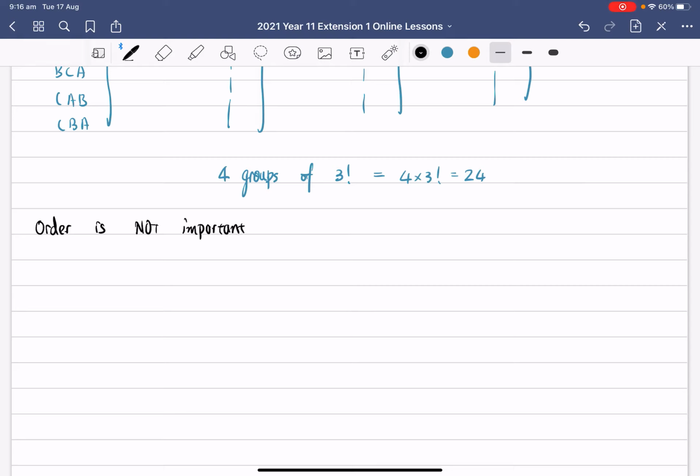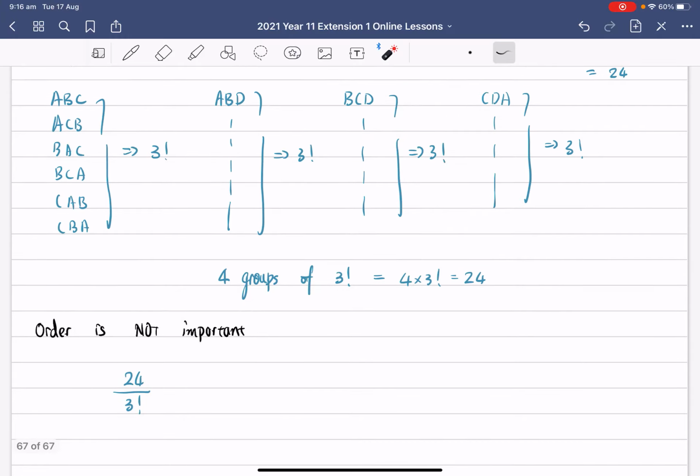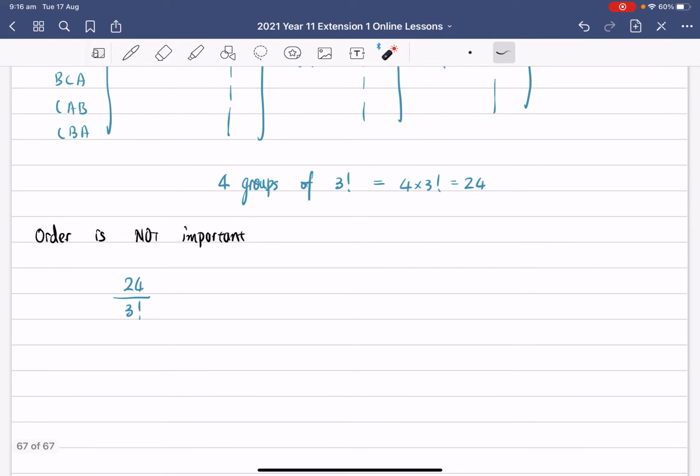What happened here is previously we had 24 total possible ways of organizing this, right? But now the answer will be just 24 divided by 3 factorial, because we don't need those 3 factorial ways anymore. After you select 3 letters, there is no need to organize those 3 letters anymore. So that becomes 24 over 3 factorial, which gives you 4 groups, or 4 combinations.